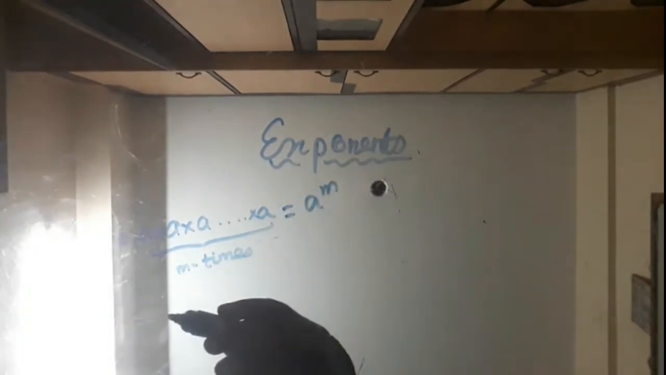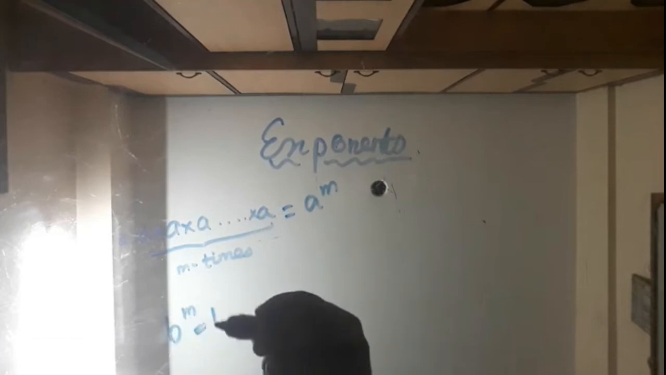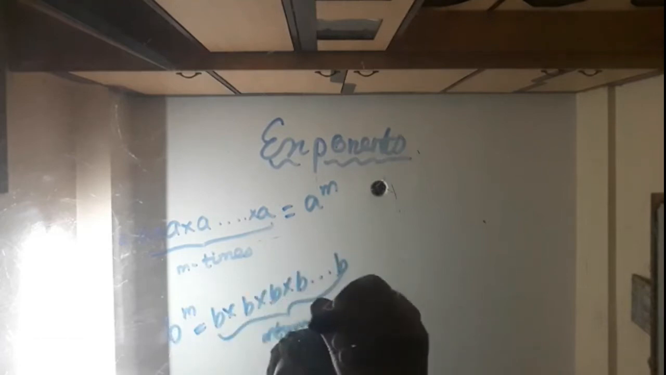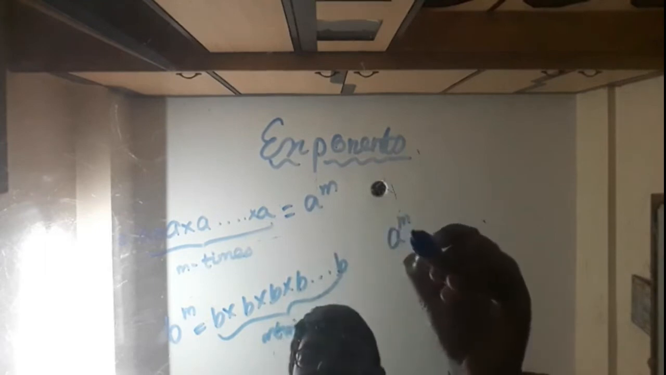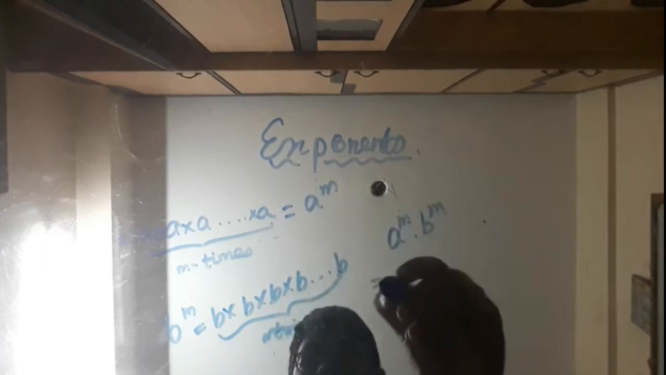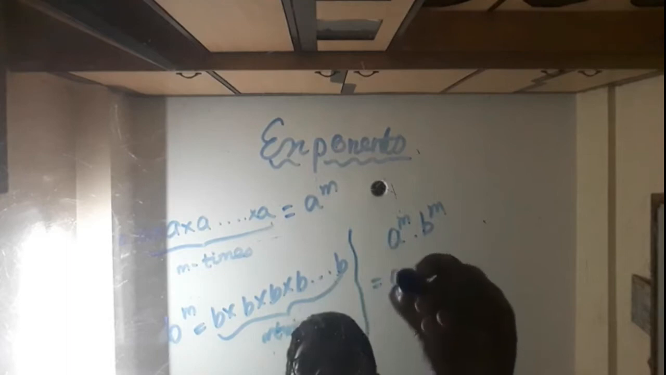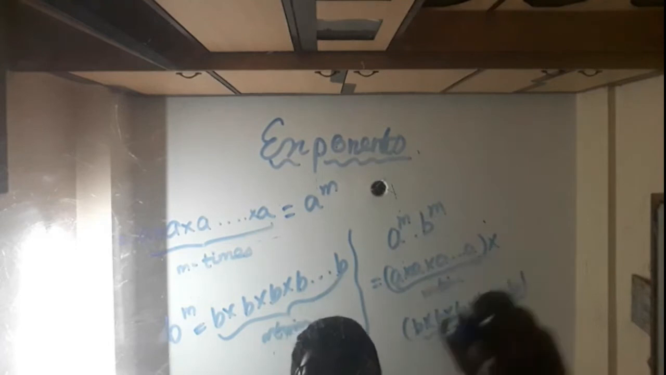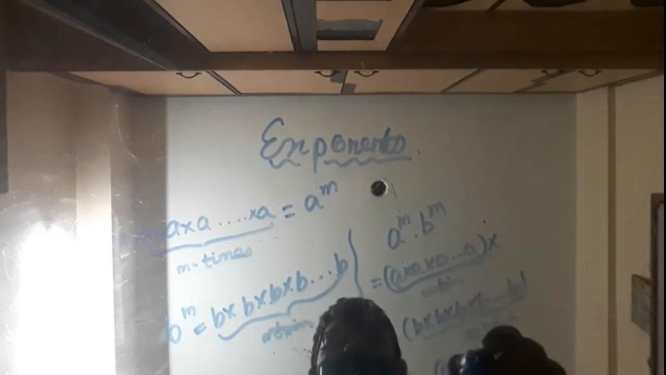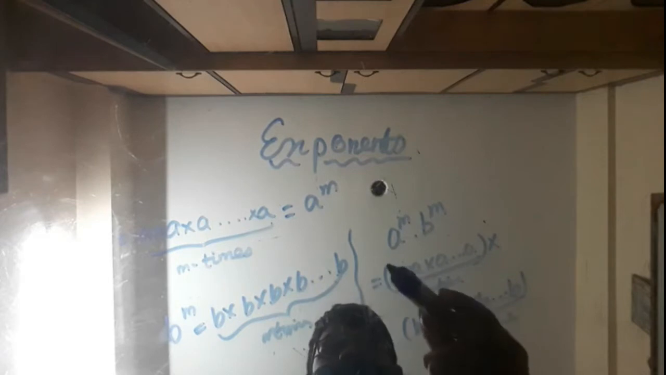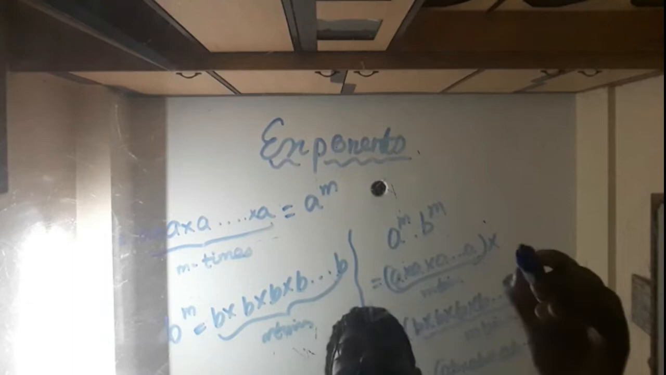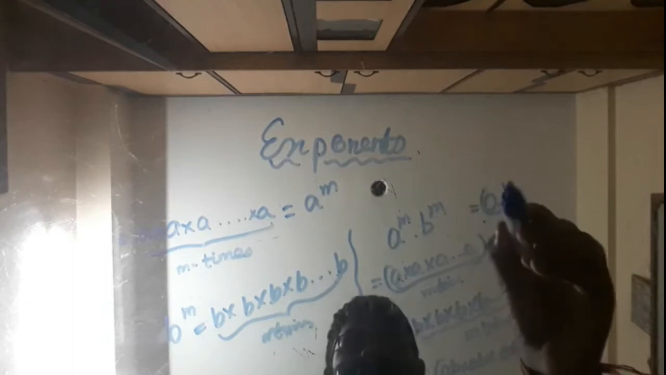Now similarly, if I write b raised to the power n, that means b into b into b into b multiplied n times. And so if I multiply a raised to the power m and b raised to the power m, what I get is a into a into a into a, m times, multiplied by b into b into b into b, so on, again m times. So you have ab into ab into ab. I multiply each term of this bracket to each term of this bracket, okay, and I will get m times. So this will be nothing but ab whole raised to the power m.